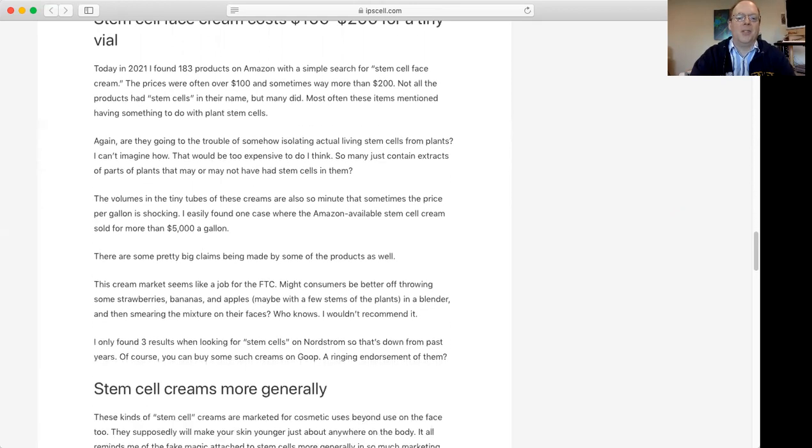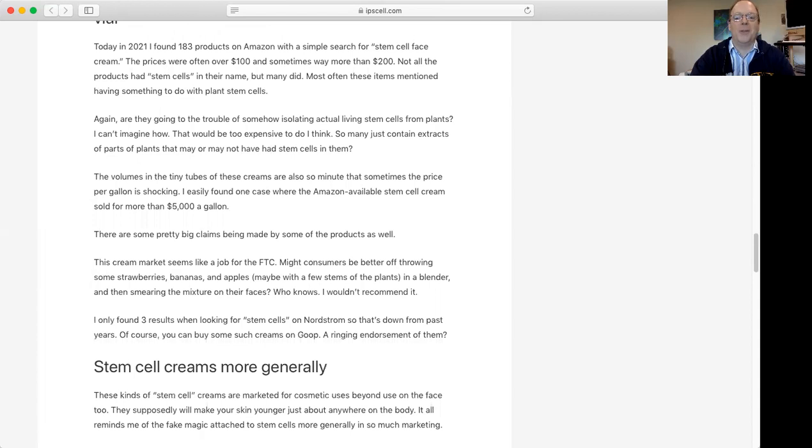And in fact, just searching on Amazon for stem cell face creams, I found one that was the equivalent of $5,000 for a gallon of that product. So a gallon of face cream is going to go a long way, maybe over the course of a year or something like that. But still, it just illustrates how ridiculously expensive these things are.